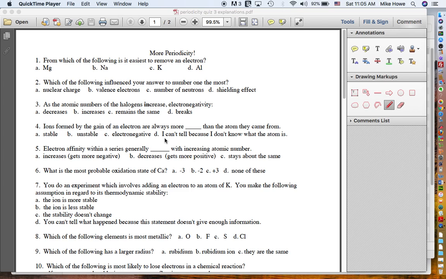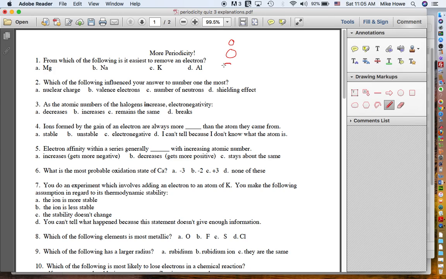So here is a discussion of the quiz. I posted explanations, and this is our verbal explanation. As you're looking at a periodic table, this happens to size as you go down the table. So as you go down a family, atoms get bigger.